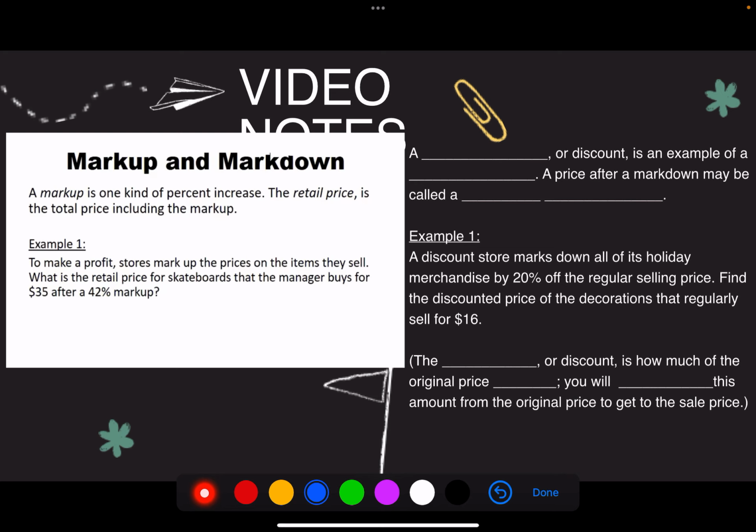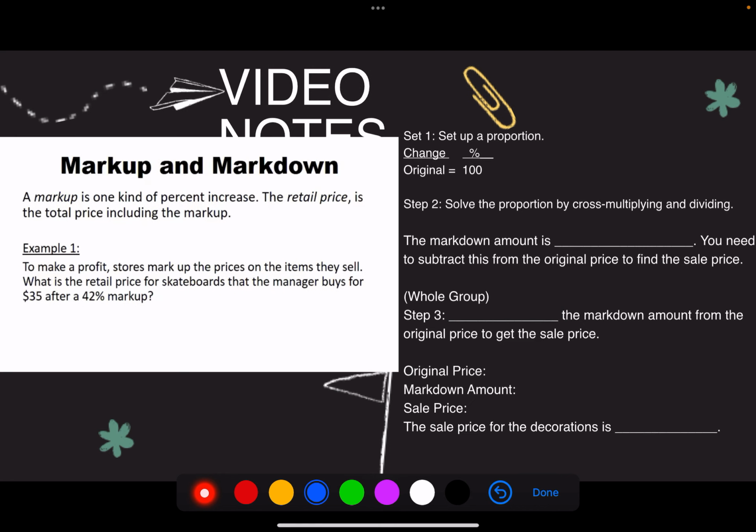Okay. Hello ladies and gentlemen, today we're going to look at markup and markdown, which is a type of percent application. We see a quick definition here that says a markup is one kind of percent increase. The retail price is the total price including the markup. Okay, so we're going to jump right into some examples here. Example 1 reads, to make a profit.